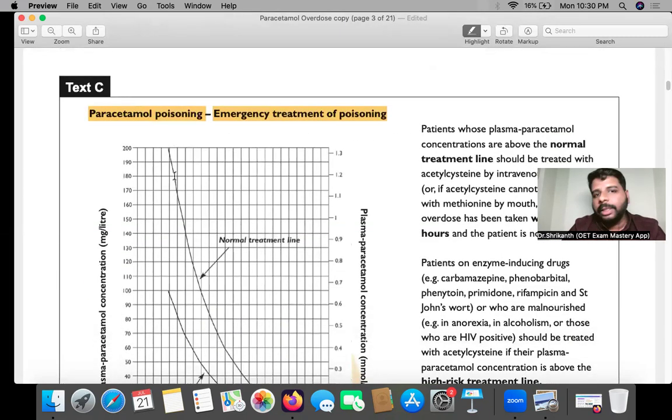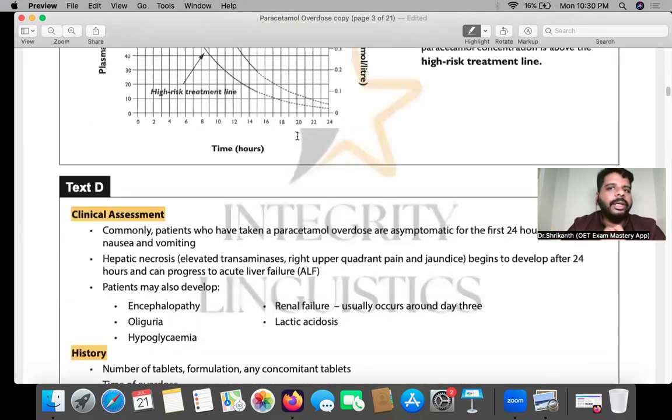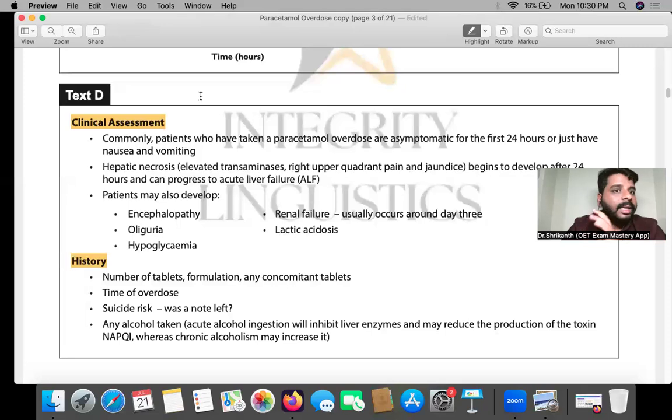Now, what is text C over here? Here they're talking about treatment. That is, when a patient's situation is very, very critical, how to provide emergency treatment. That is the information over here. Now, do you think your medical judgment, your medical professional experience, is telling you it could be in text C? No. So here you have to trust your intuition. Clinical assessment.